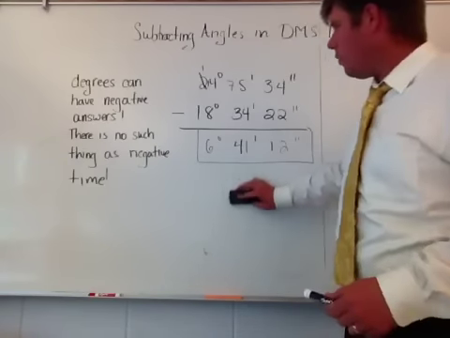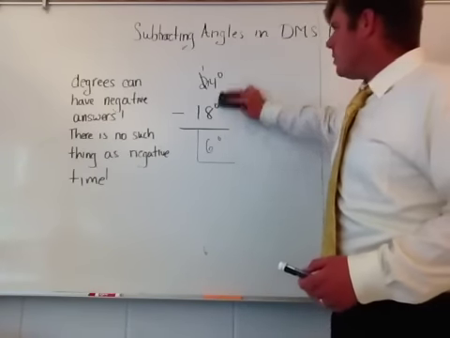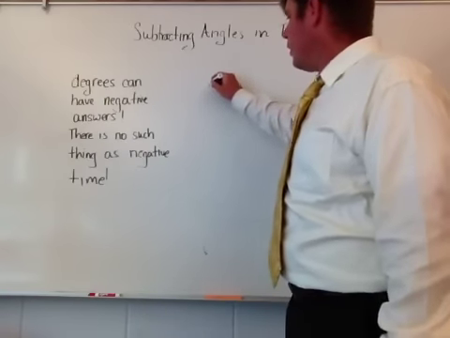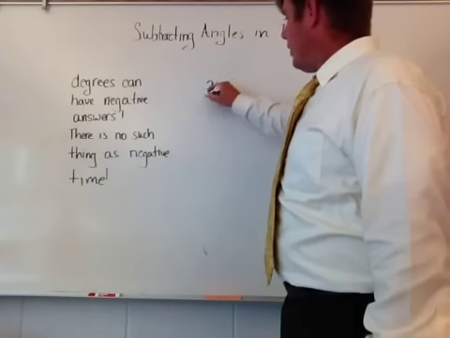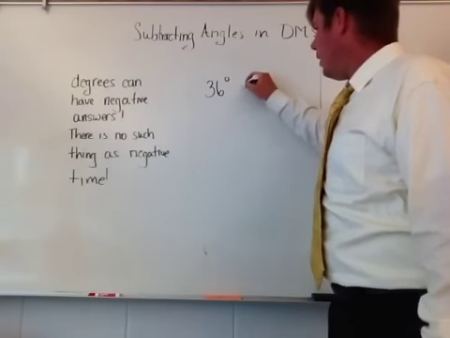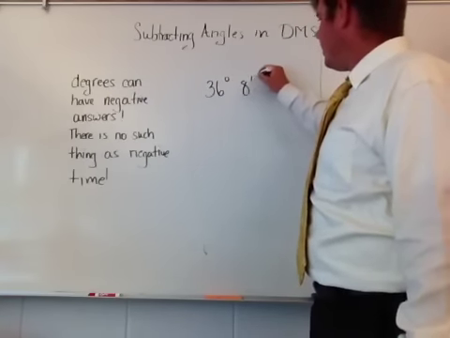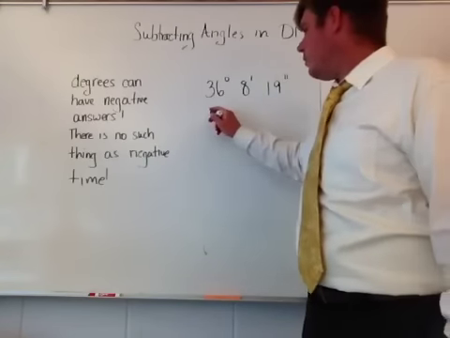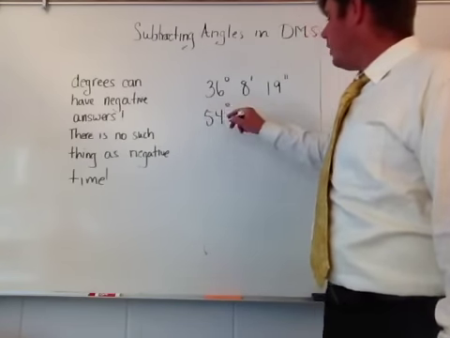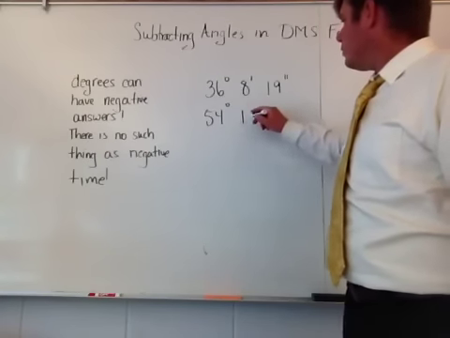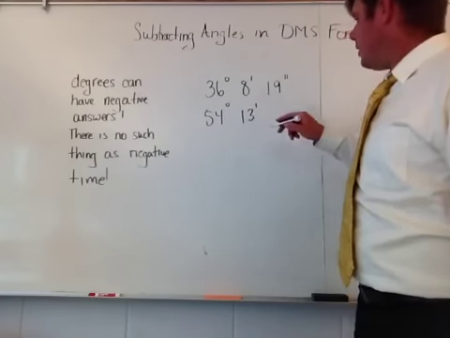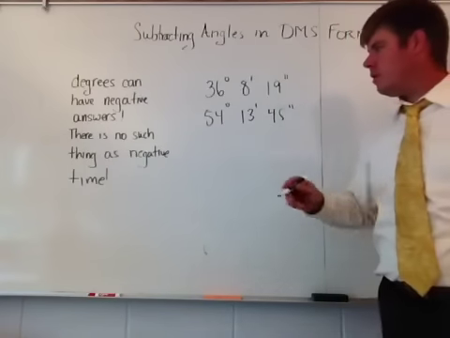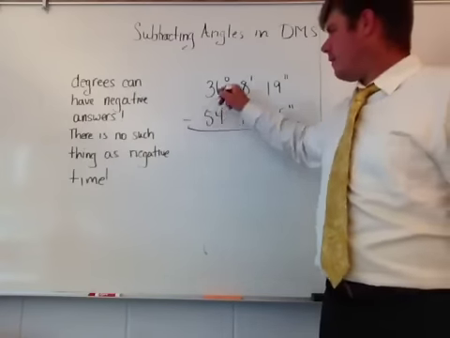Let's do it where they're both bigger on the bottom and see what happens. So here we go. The problem I'm going to do is 36 degrees, 8 minutes, and 19 seconds. And we'll do down here, what if I have 54 degrees, 12, let's do 13 minutes and 45 seconds. And we're going to subtract this one from there.